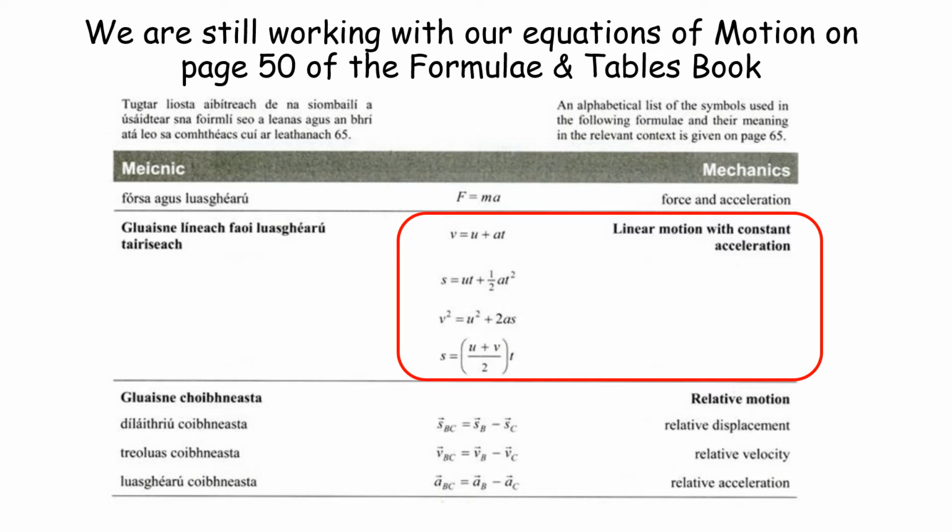We're still working with all our equations of motion, which come from page 50 of our log tables. So the first three there being the main ones: v is equal to u plus at, s equals ut plus half at squared, and v squared equals u squared plus 2as.